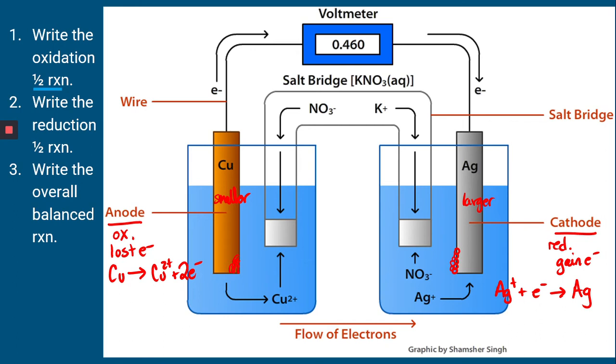To write the overall balanced reaction, we have 2 electrons and 1 electron, so we would have to multiply this side by 2. And so the overall balanced reaction then would be copper, 2 silver ions going to our copper ion, and 2 silver atoms.